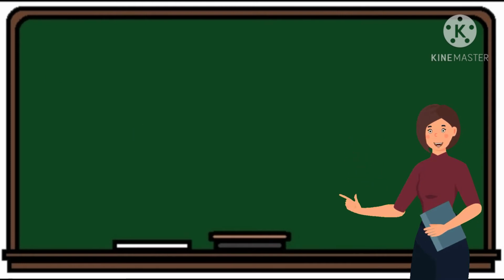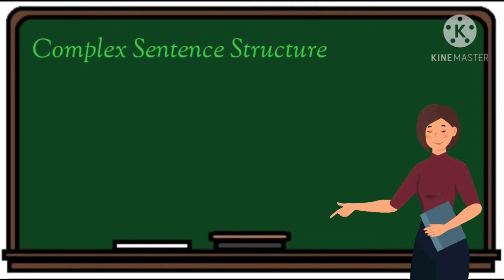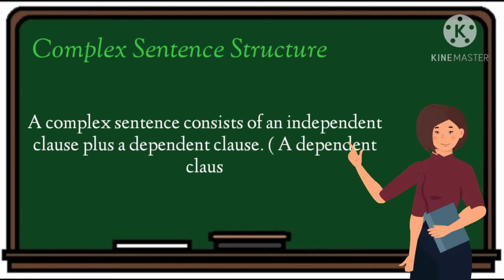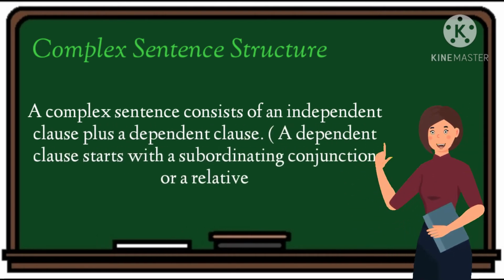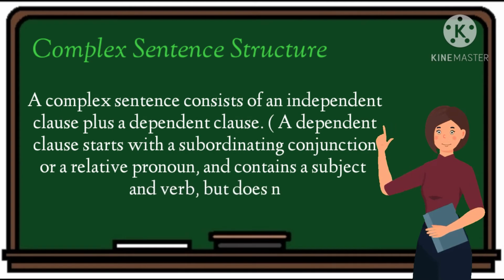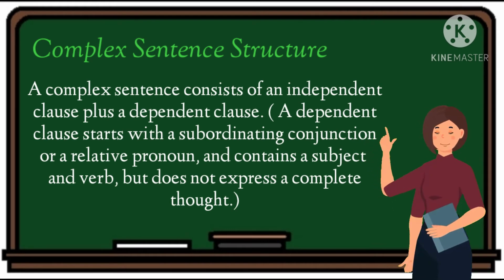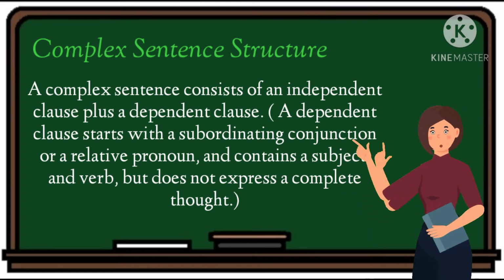Now let's talk about the complex sentence structure. A complex sentence consists of an independent clause plus a dependent clause. As I have said a while ago, an independent clause consists of a subject and a verb, and it expresses a complete thought. Meanwhile, a dependent clause starts with a subordinating conjunction or a relative pronoun and contains a subject and verb but does not express a complete thought.